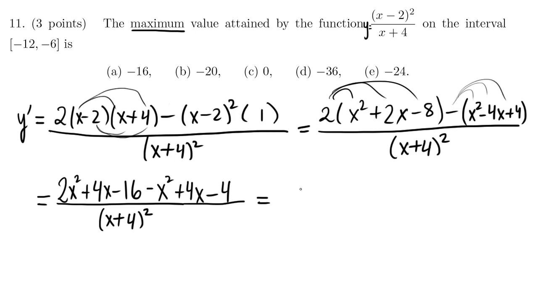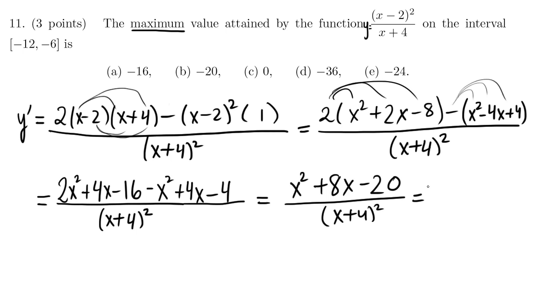And 2x squared minus x squared is just x squared. 4x and 4x is 8x. Minus 16 minus 4 is minus 20. X plus 4 squared. And this actually factors, I think, right? X plus 10 and x minus 2. So that's looking nice now. All right.